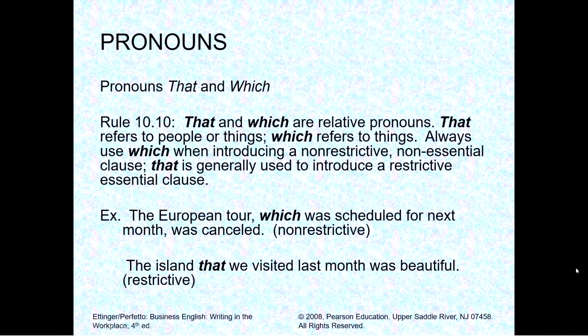So here we go. The European tour, and there's always a comma. Remember the comma before which, right? Not before that. The European tour, comma, which was scheduled for next month, was canceled. Which was scheduled for next month is non-restrictive. That means it could be removed.